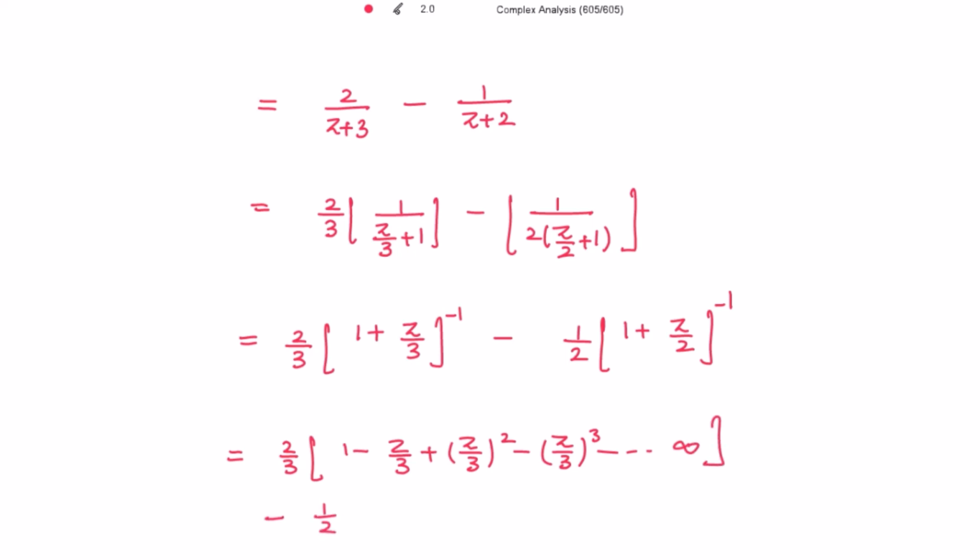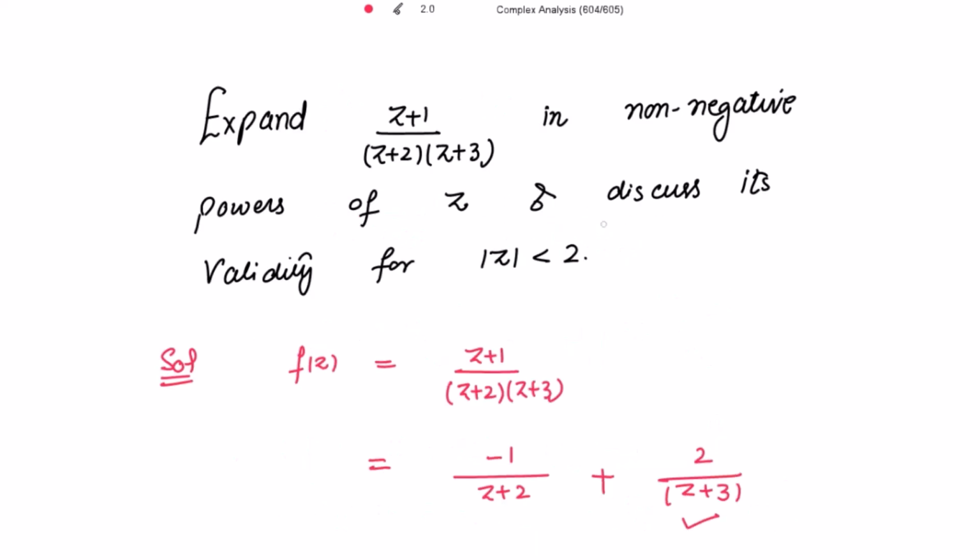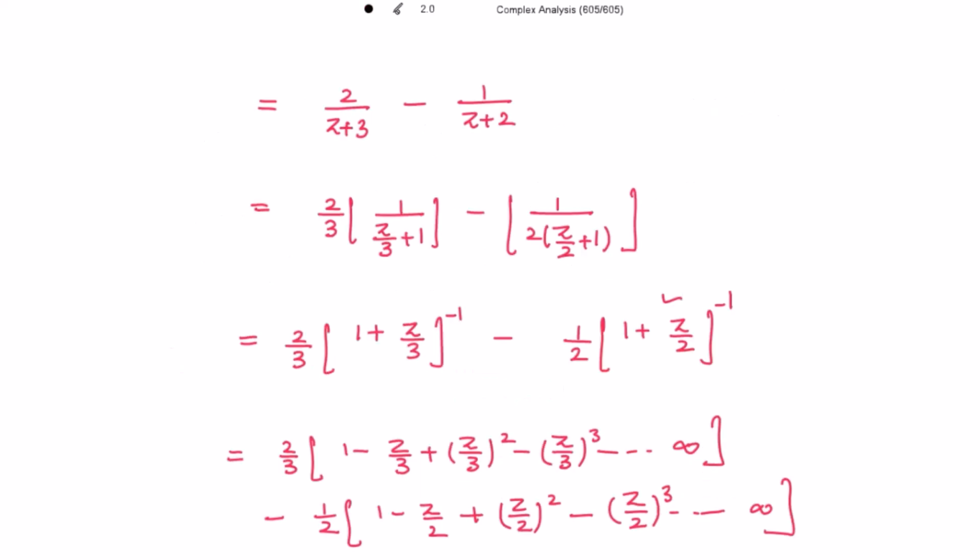Then minus 1 divided by 2, expanding this, we have 1 minus z by 2 plus (z divided by 2) whole square minus (z divided by 2) whole cube up to so on infinity. It is given that we need to discuss its validity for mod z less than 2. Now when expanding this, we must have the condition mod z by 3 should be less than 1. And when expanding this, we must have the condition mod z by 2 should be less than 1.